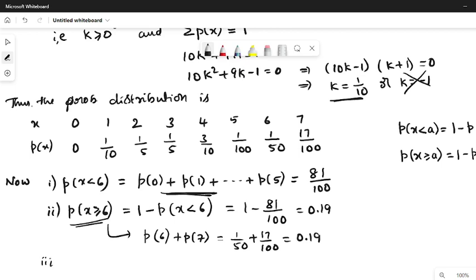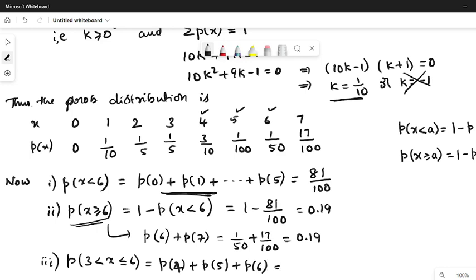Lastly, let us see P of 3 strictly less than x less than or equal to 6. So you have to exclude 3. So x strictly greater than 3, that is you have to start from 4, 5 and 6. So P of 4 plus P of 5 plus P of 6. So it is 1 by 100 plus 1 by 50 plus 3 by 10. You can check that it was 33 by 100. So approximately 0.33. So this is how we have to solve this one.